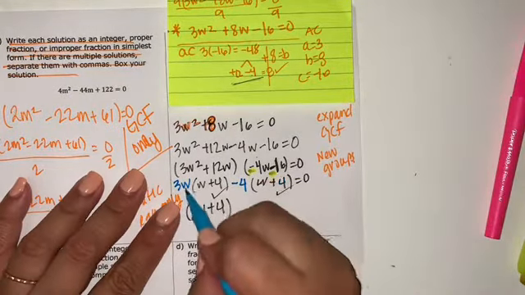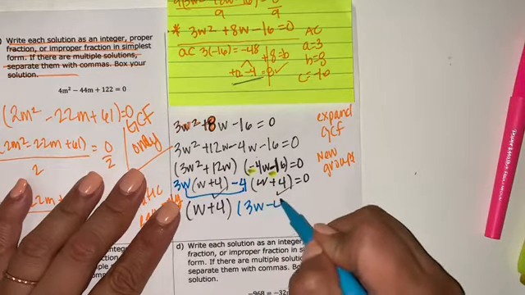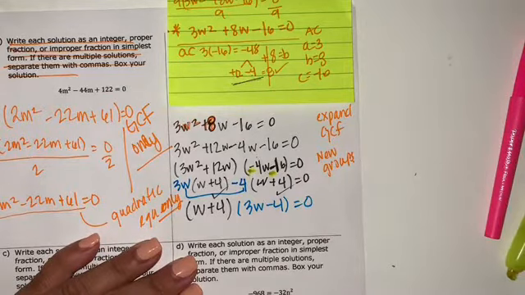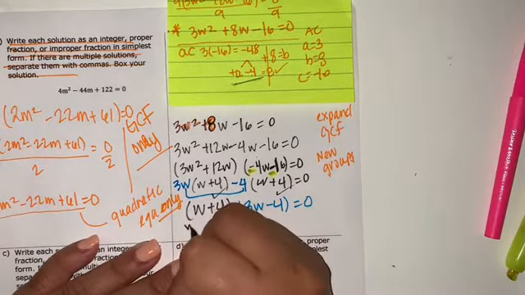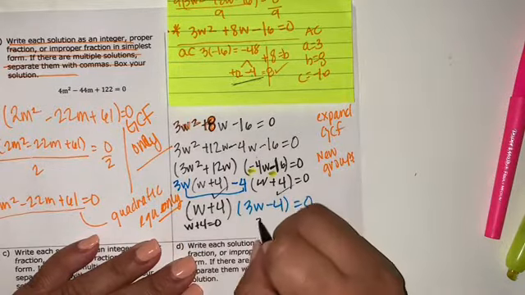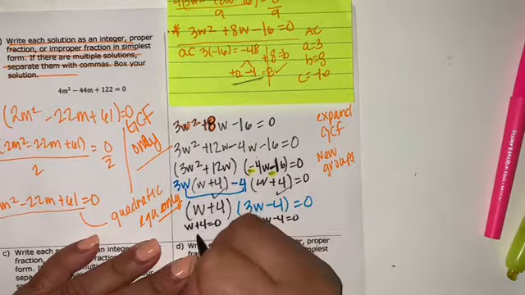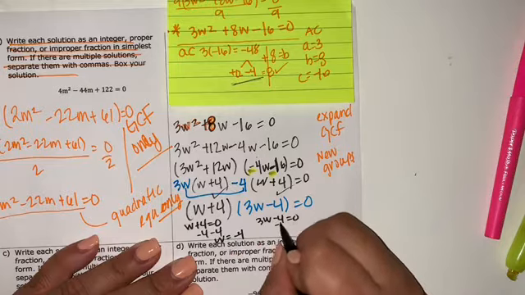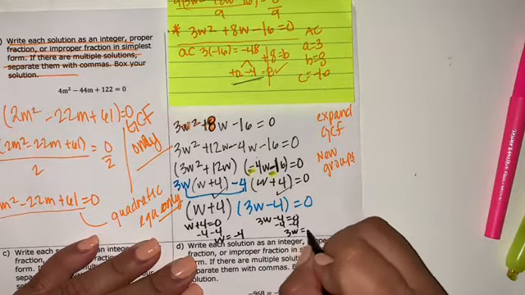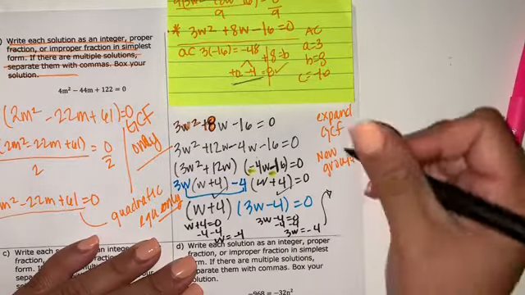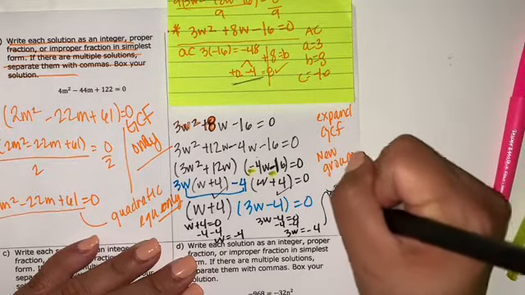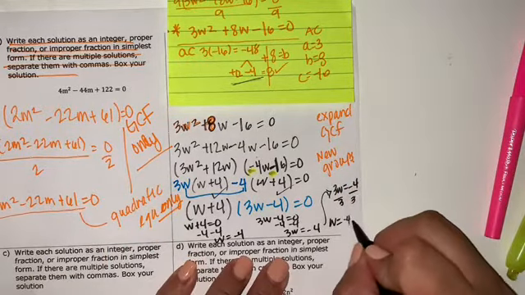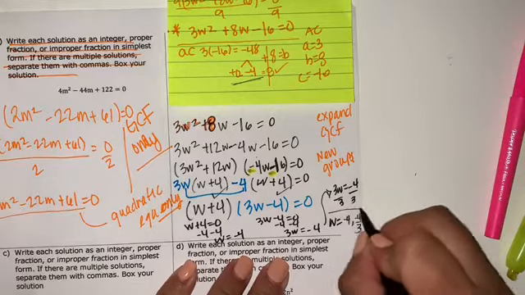The second ones make their own group: 3w minus 4 equals 0. And then we're going to solve for w. So w plus 4 equals 0 and 3w minus 4 equals 0. Subtract 4 from both sides: w equals negative 4. Add 4 to both sides: 3w equals 4. Divide both sides by 3. w equals negative 4, comma, 4 over 3.